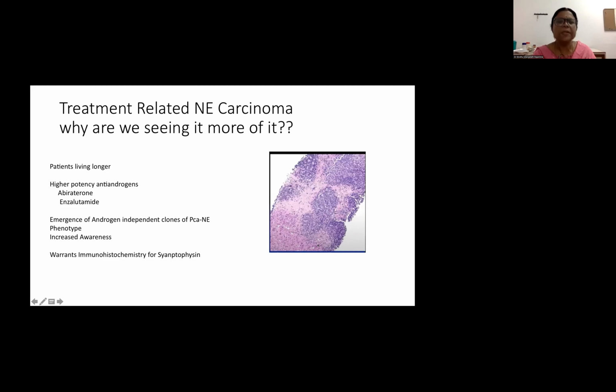So what is this treatment-related neuroendocrine carcinoma? This has emerged because of the increased use of higher potency anti-androgens like abiraterone or enzalutamide. Whenever a pathologist has a morphological suspicion of neuroendocrine differentiation, it warrants the workup with IHC for a neuroendocrine marker, that is synaptophysin, so that we confirm whether the neuroendocrine differentiation is there or not, which is important for the treatment decision.